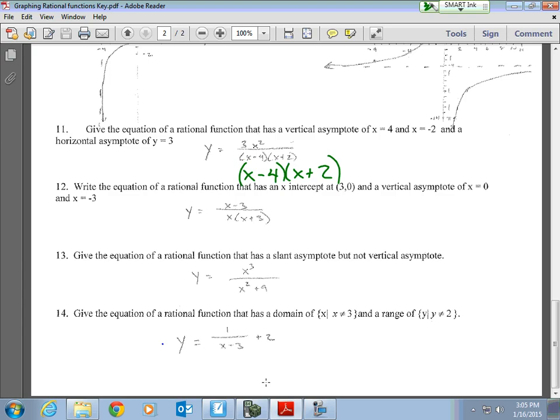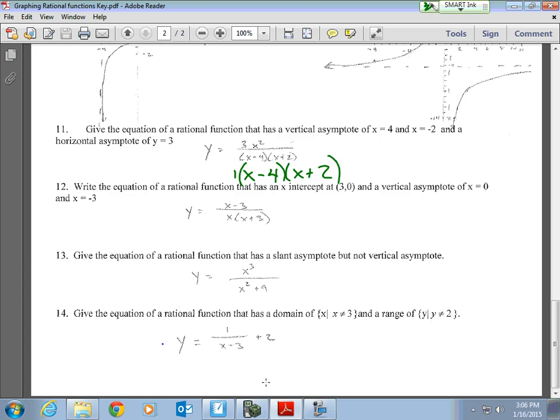If I were to multiply the bottom out, I would have a degree of 2. So the top must have a degree of 2. So I put an x squared on top. I also have to have the ratio of the leading coefficients to be 3. So I have a 3 on top, I have a 1 on bottom, I'm good.